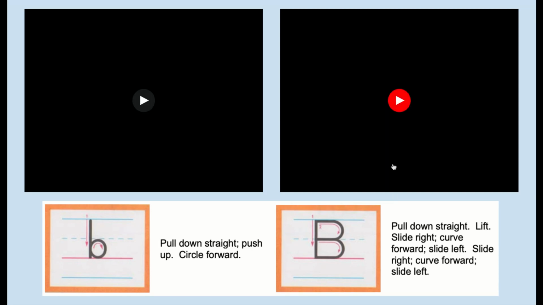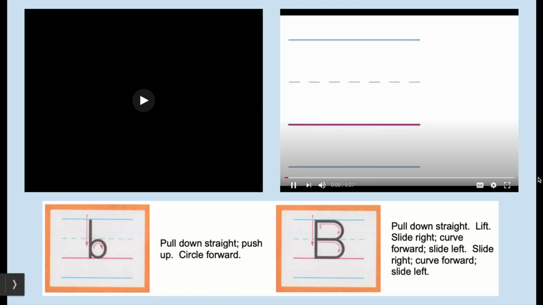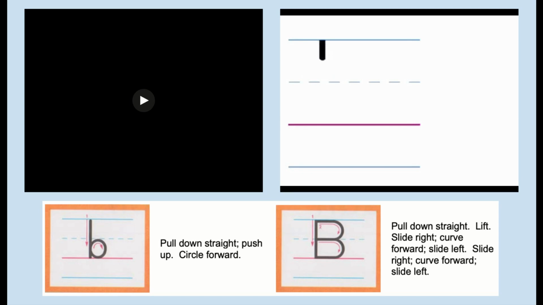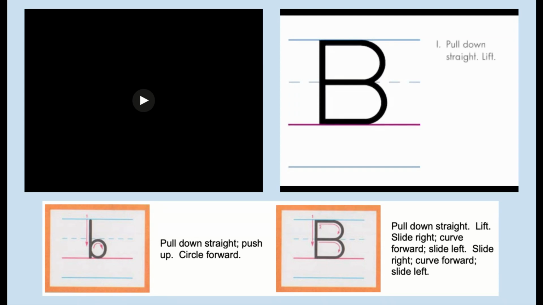Now put your pencil down and let's watch as the video instructs us on how to make an uppercase B. Uppercase B. 1. Pull down straight. Lift. 2. Slide right. Curve forward. Slide left. Slide right. Curve forward. Slide left. Uppercase B.